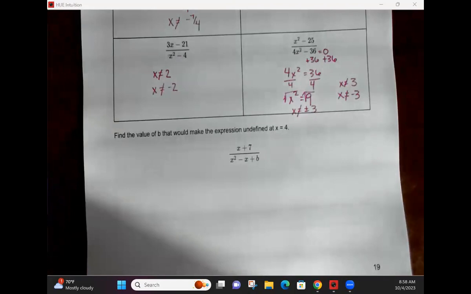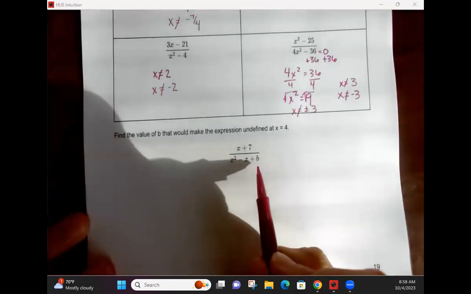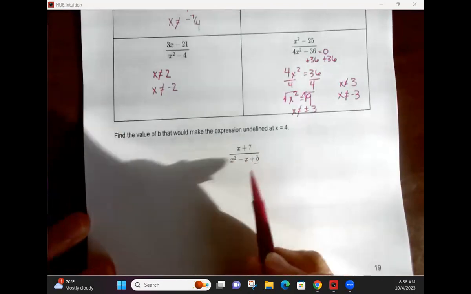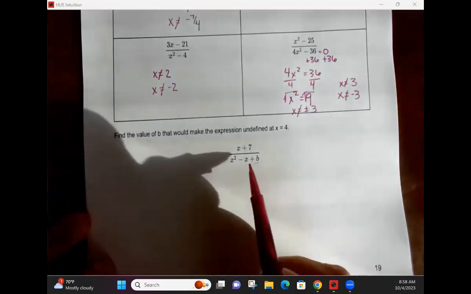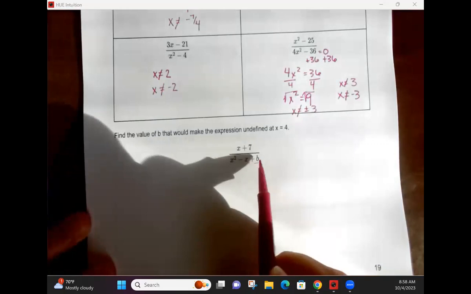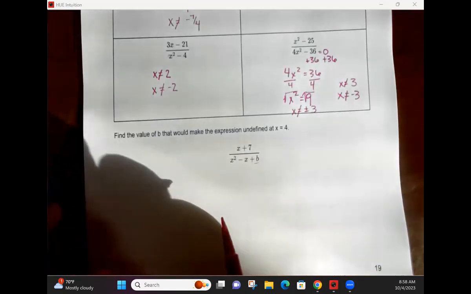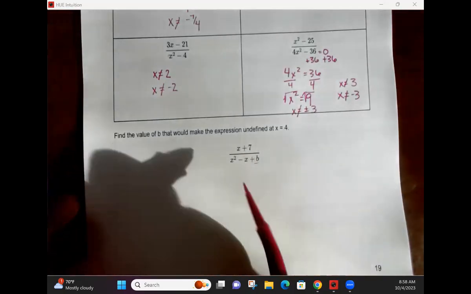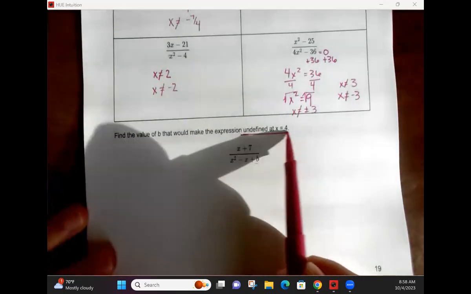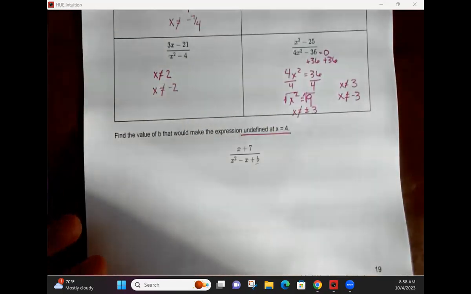So for the example that I have here, this time we're kind of working backwards, because I don't have my whole expression. I have parts of it, and then we're kind of missing that guy at the end. So what we want to do for something like this is take a look at what we do know. I want my function to be undefined when x is 4.